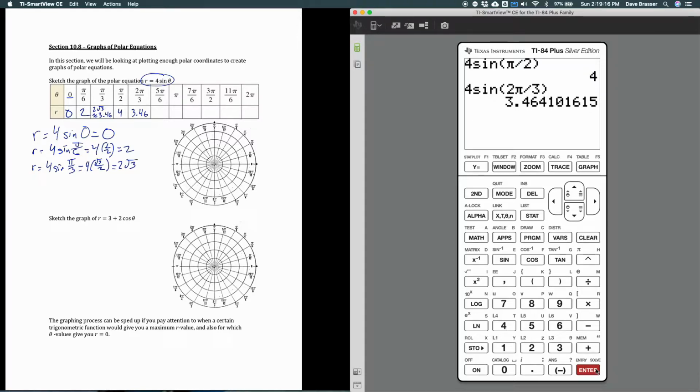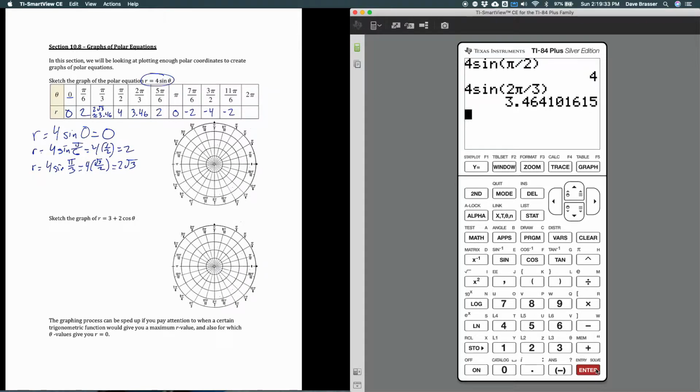Like the next one, if we plug in 5 pi over 6, we end up with a value of 2. If we plug in pi, we end up with an r value of 0. Plugging in 7 pi over 6, we end up with negative 2. Plugging in 3 pi over 2, we get negative 4. Plugging in 11 pi over 6, we end up with negative 2.